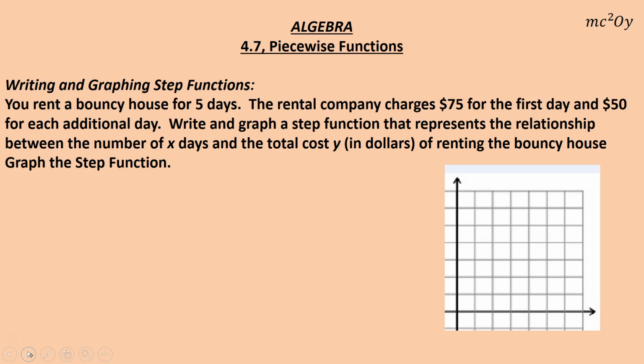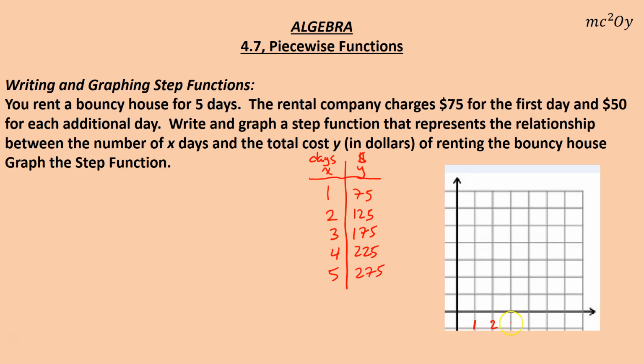Okay, so the first thing I'm going to do is make a quick table. I'm going to have x, remember that's our days, and y, that's our dollars. I know for 1 day it's going to cost $75. For 2 days, the next day is another 50, so 75 plus 50, 125. For 3 days, we add another 50, so 175. For 4 days, another 50, so 225. And for 5 days, we add another 50, so 275. So this is going to help me figure out my scale.